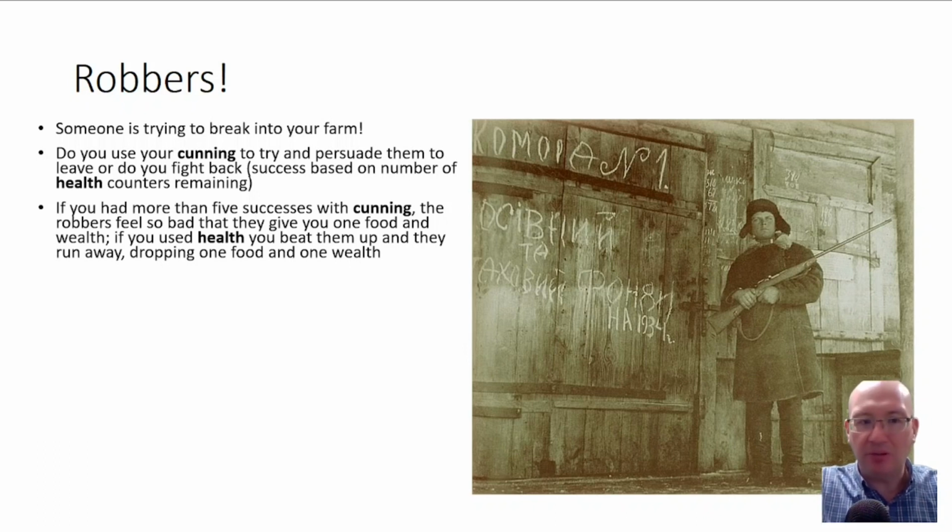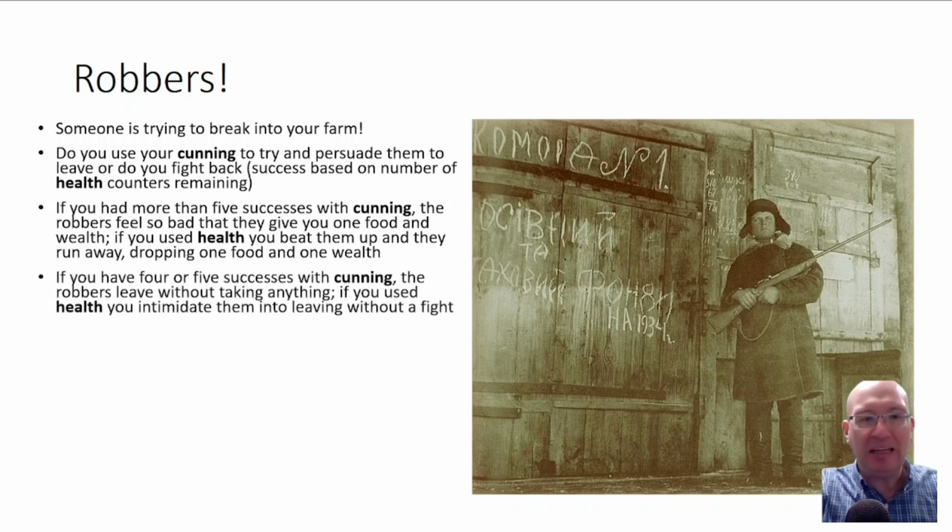So if they use cunning, they manage to trick their robbers. They feel bad. They give you food and wealth. If you used health to beat them up, they run away, dropping 1 food and 1 wealth. And basically the idea here is that I give an explanation for whether they're successful or not.